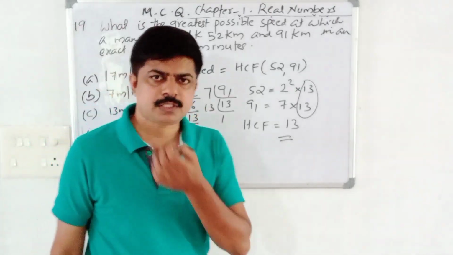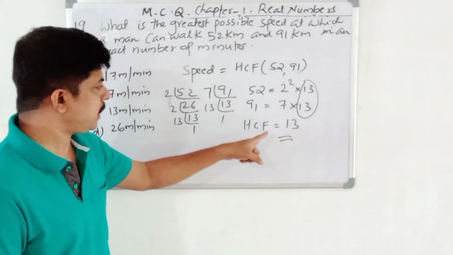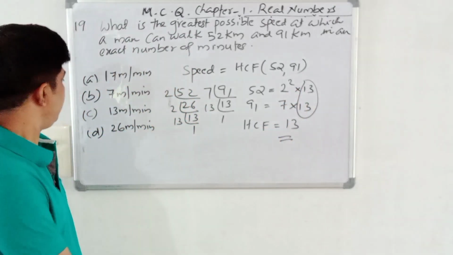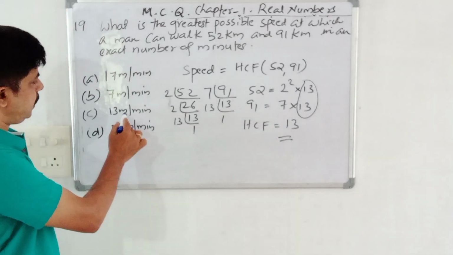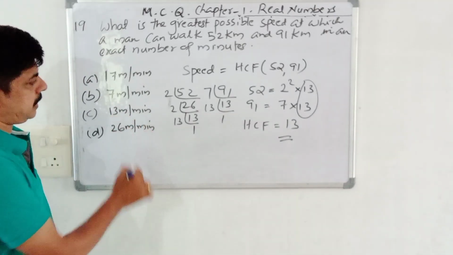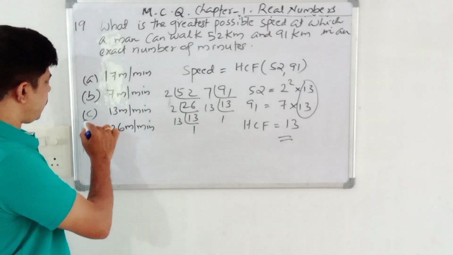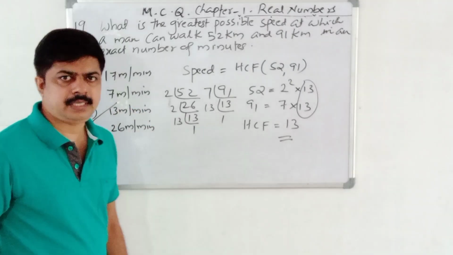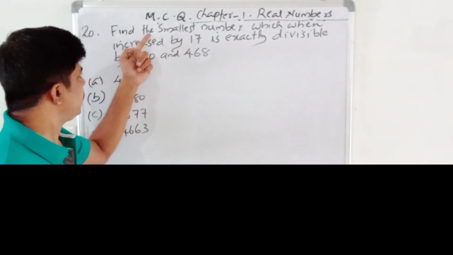That means what is the speed of his walk? The speed of his walk is 13 meter per minute. Therefore our correct answer is option C. Moving on to the next question.